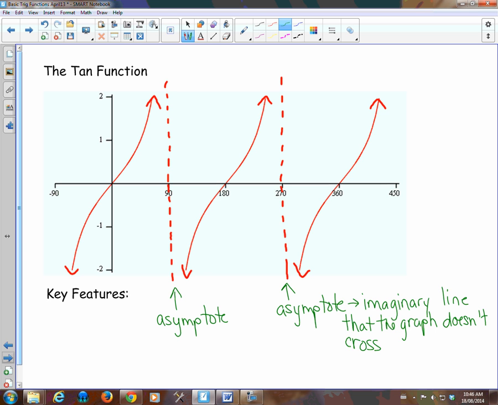The other key features, though, are similar. We're going to look at our y-intercept, where it crosses the y-axis, and our x-intercept. In this case, our y-intercept is 0 again. X-intercept, 0, another one at 180, another one at 360. Every 180 degrees.